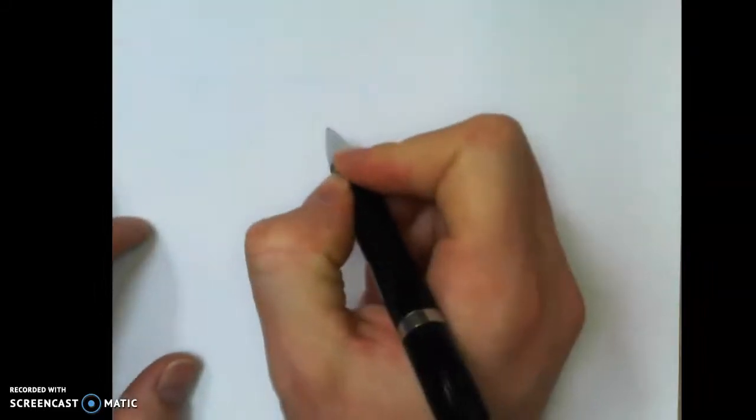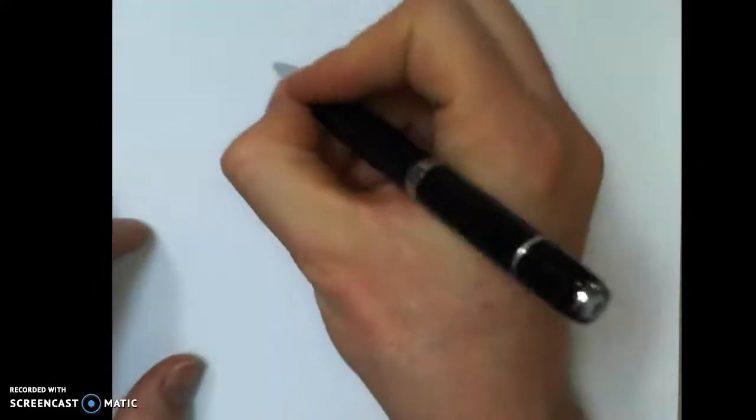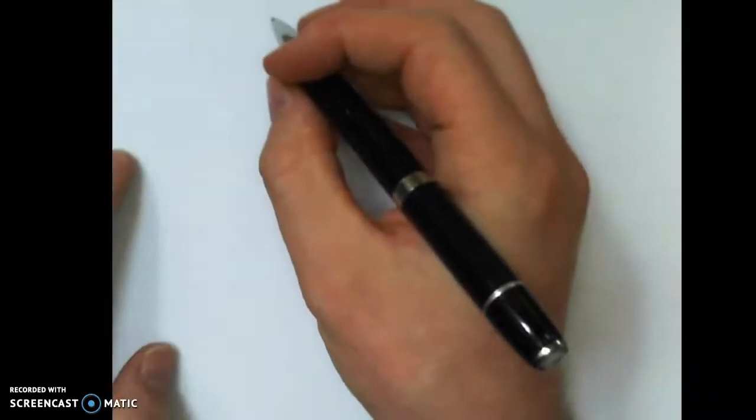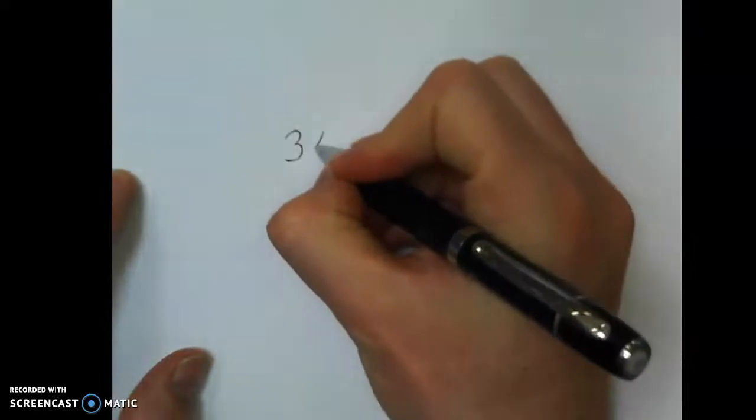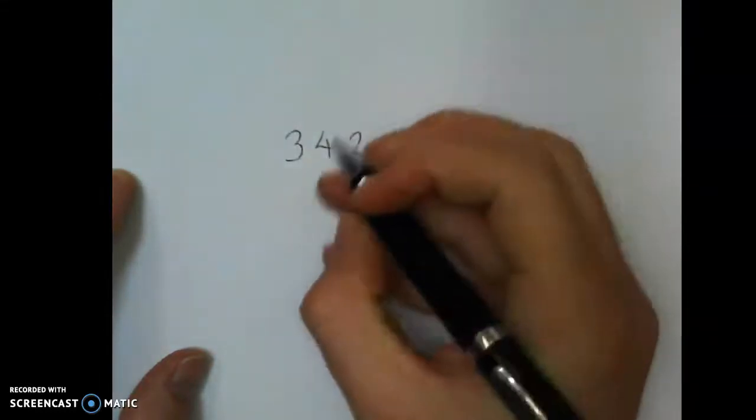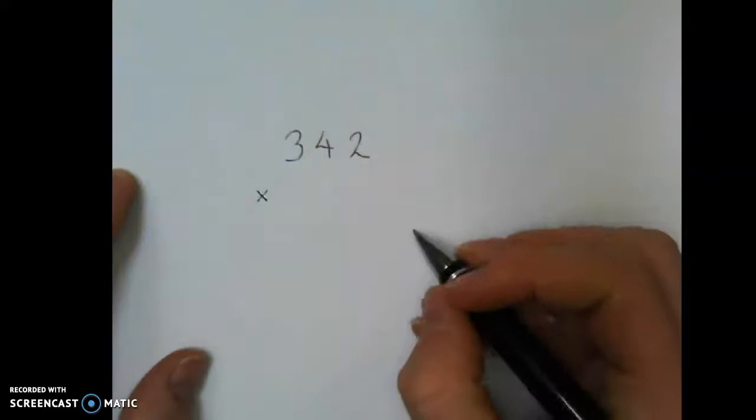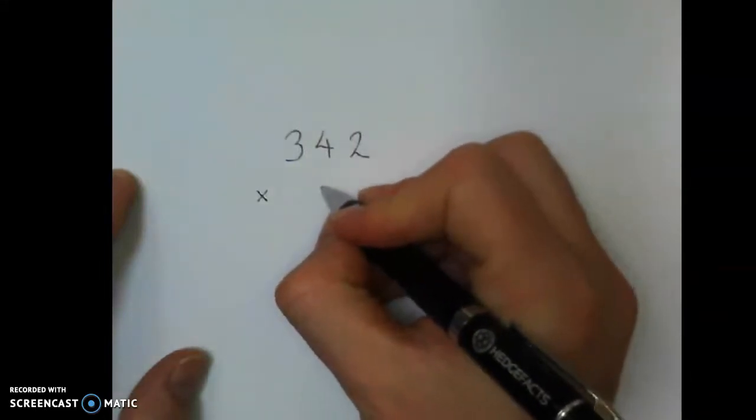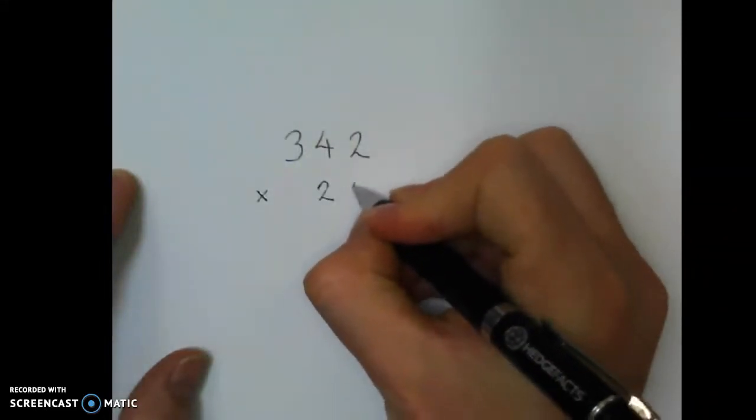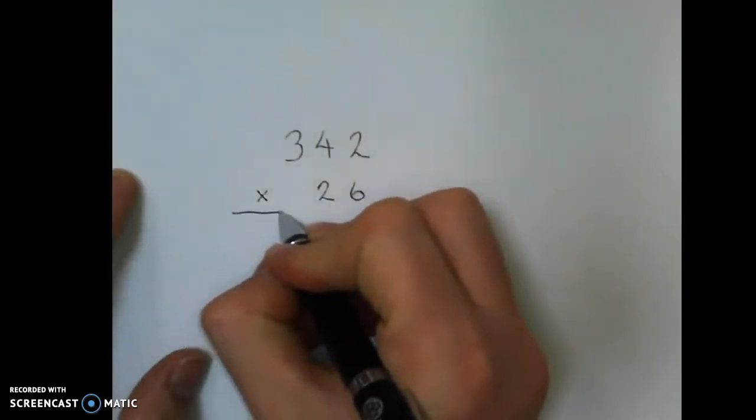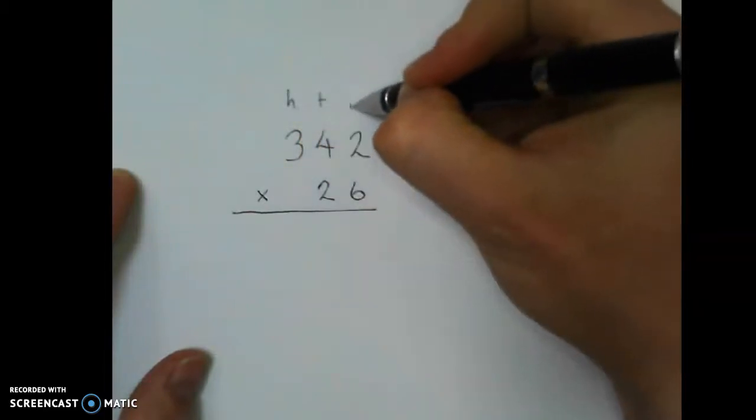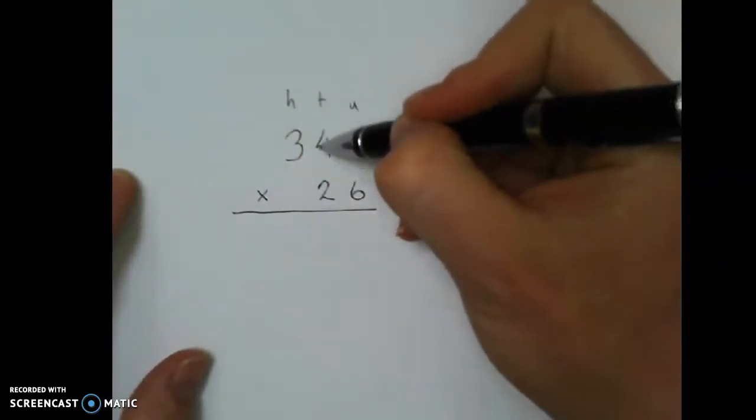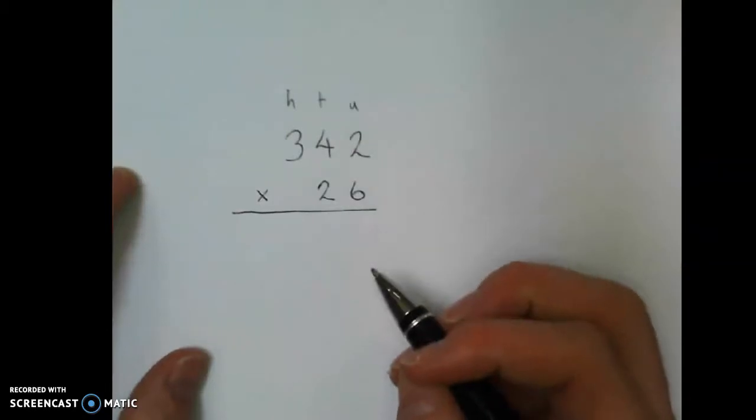So, long multiplication. I'm going to do a 3-digit number multiplied by a 2-digit number. I'm just going to pluck them out of the air here. I'm going to go 342 multiplied by 26. I'm making sure that our units are directly underneath each other, the tens are directly underneath each other, and so on.